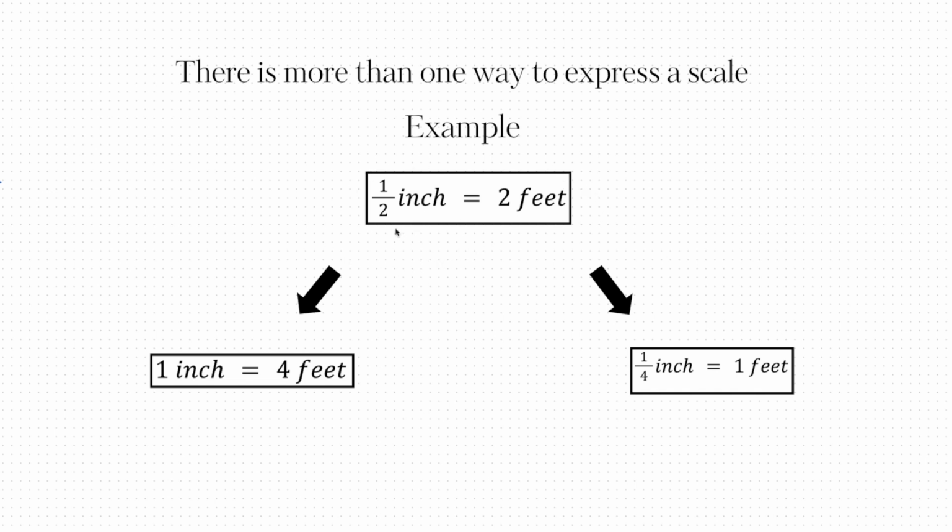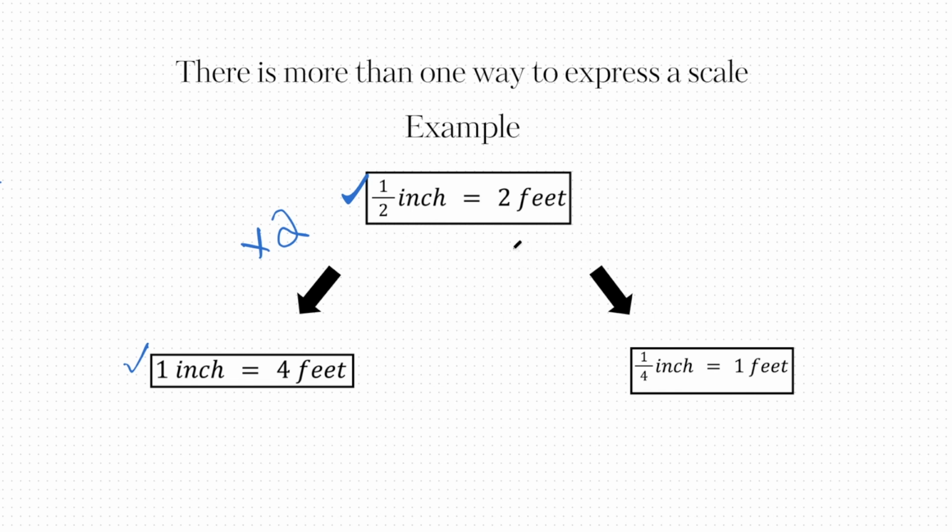So for example, if I took the 1/2 inch and doubled it, multiplied it by 2, if I do 1/2 times 2, I get 1 inch. And if I do 2 feet times 2, I get 4 feet. So this scale is actually equivalent to this scale, except notice now the fractions are gone. You can do that. That's absolutely fine.